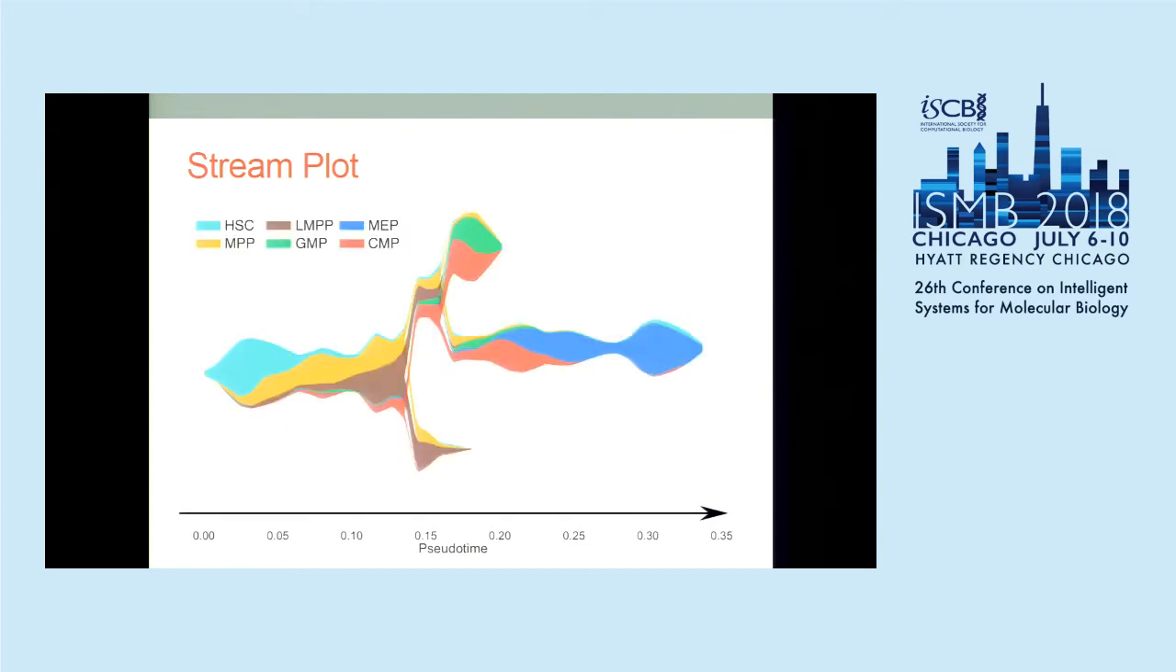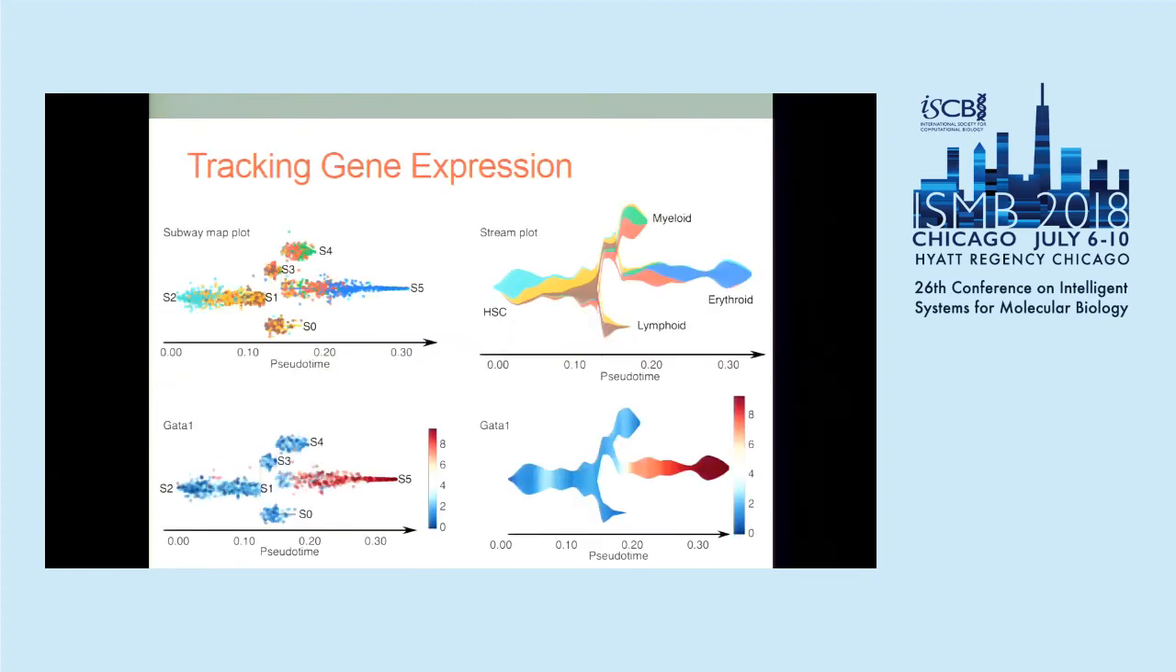And once we put back the cell type labels, we can easily keep track of how different subpopulations progress, and we can easily see the composition of cellular subpopulations. And then it will be trivial to annotate the different branches. Also, subway map and stream plot can not only be used to visualize cells, they can also be used to visualize the genes of interest, like here I'm showing the marker gene for the erythroid branch.